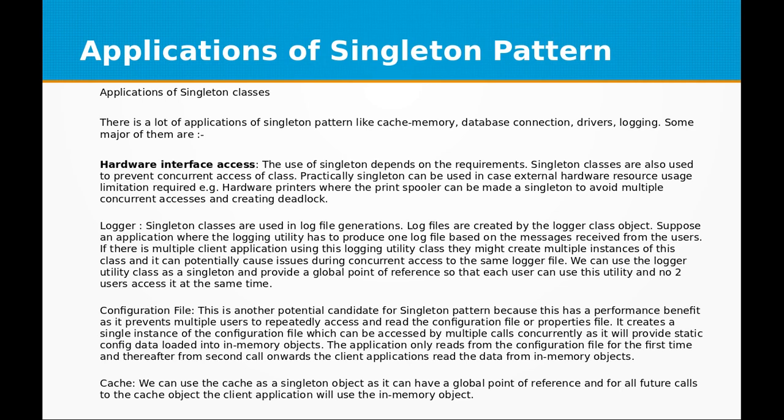The last one is cache. We can use the cache as a singleton object as it can have a global point of reference, and for all future calls to the cache object the client application will use the in-memory object.